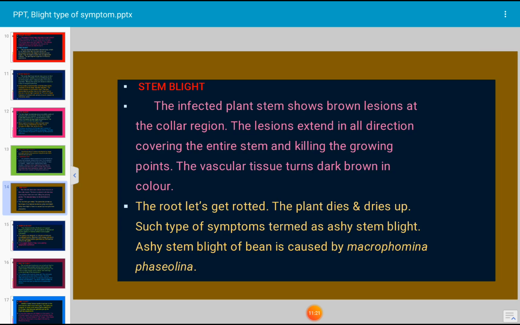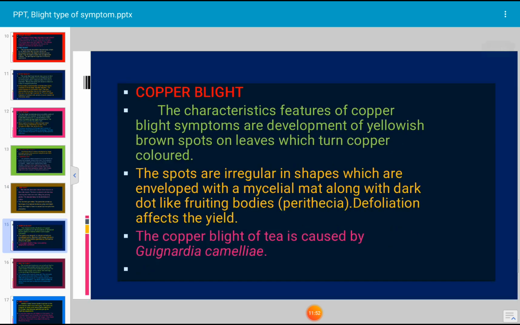This is a stem blight. The infected plant stem shows brown lesions at the collar region. The lesions extend in all directions, covering the entire stem and killing the growing points. The vascular tissue turns dark brown in color. The rootlets get rotted. The plant dies and dries up. Such a type of symptoms is termed as ashy stem blight. Ashy stem blight of bean is caused by Macrophomina phaseolina.